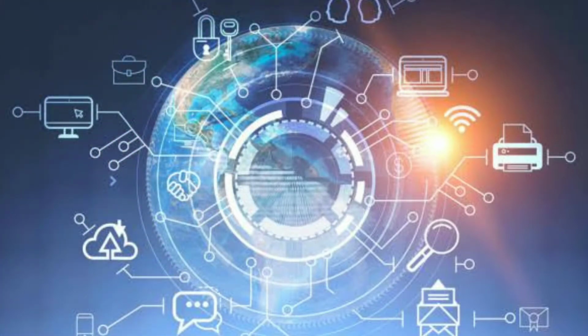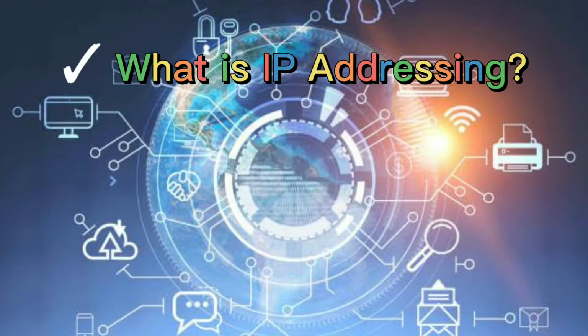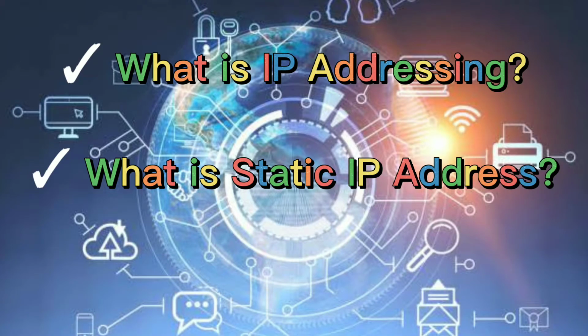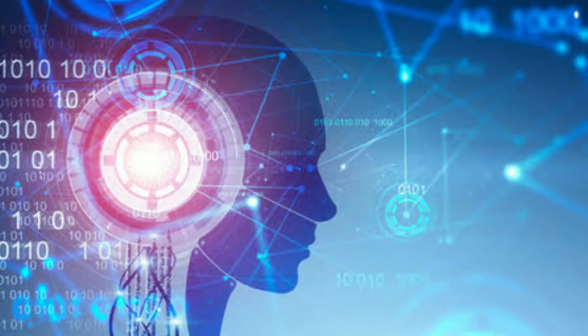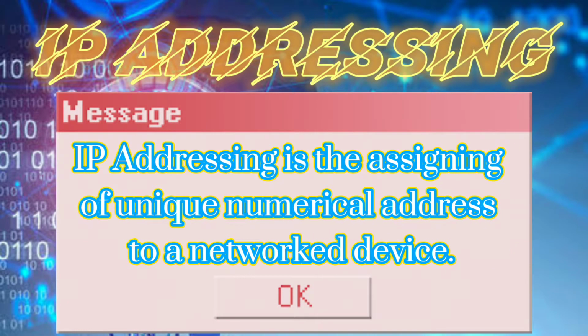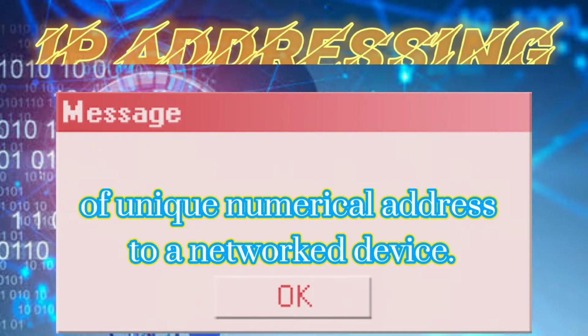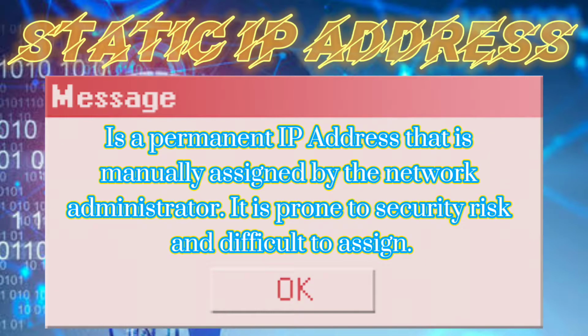But first, let us define what is IP addressing, what is static IP address, and what is dynamic IP address. IP addressing is the assigning of unique numerical address to a network device. Static IP address is a permanent IP address that is manually assigned by the network administrator.